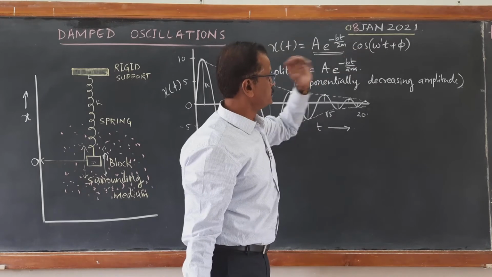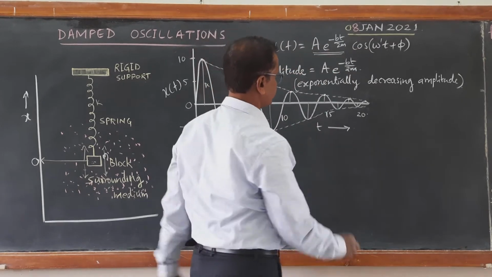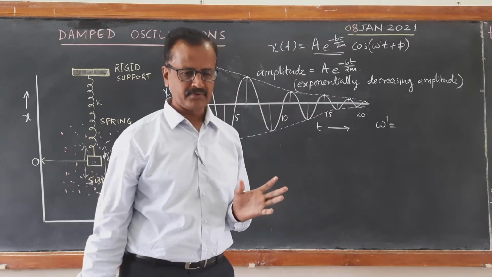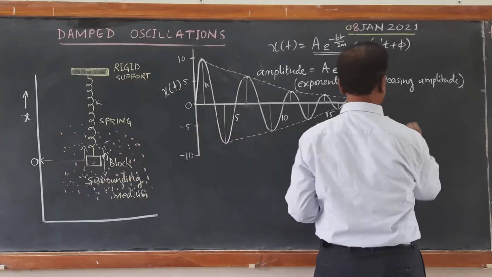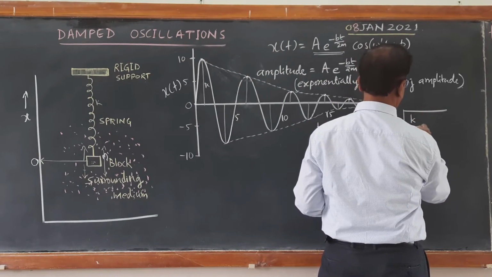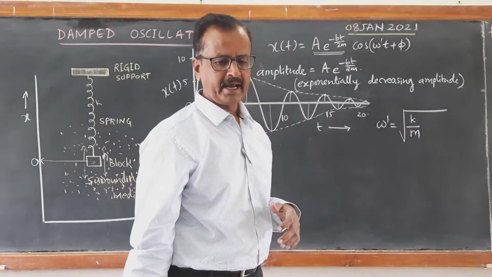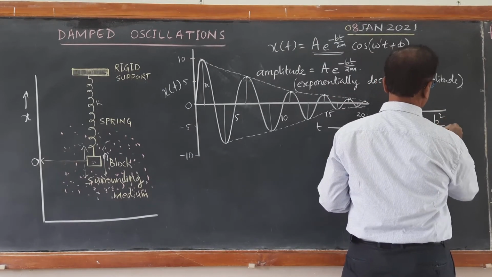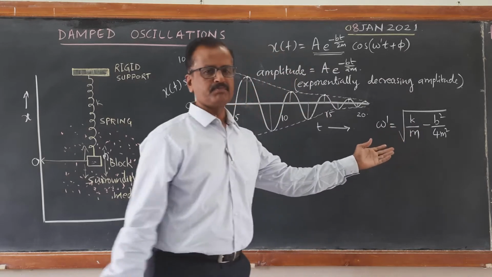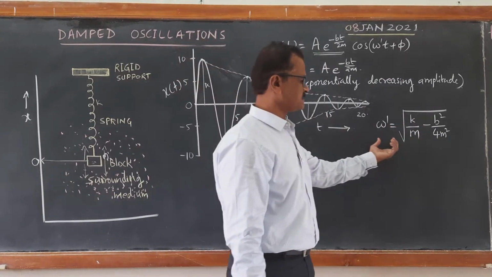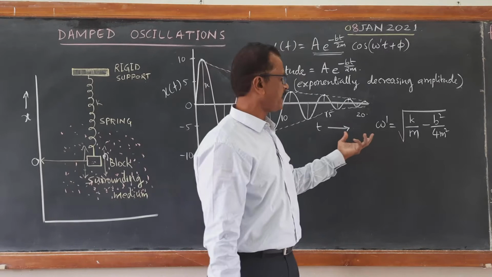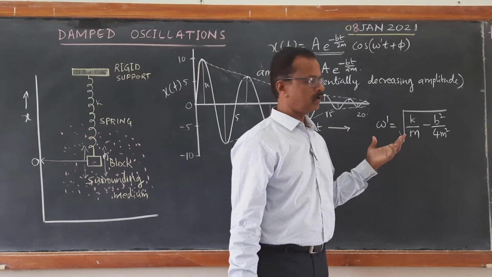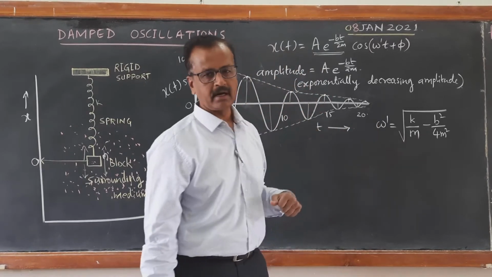Okay. Now you see the angular frequency. I will write the equation for angular frequency. This is a direct result; there is no derivation for this. Angular frequency, earlier it was square root of k by m. Now it is square root of k by m minus b square by 4m square. So this is the actual angular frequency of a damped oscillator, which you can see is now decreasing. That is evident from the graph.